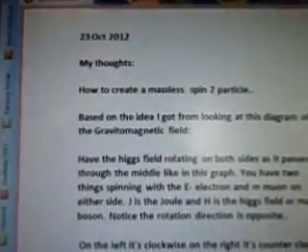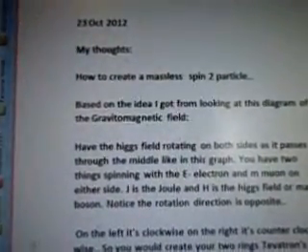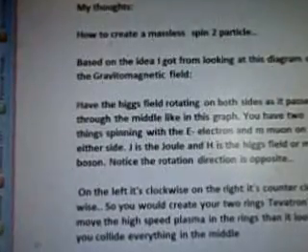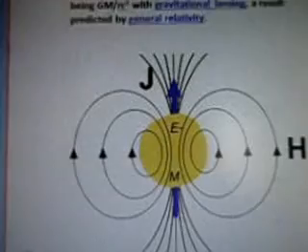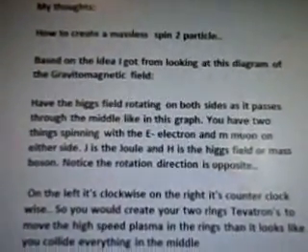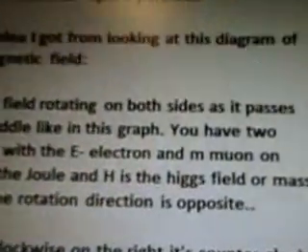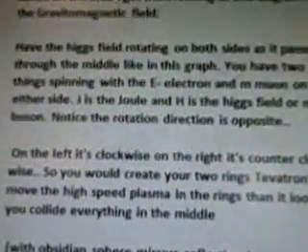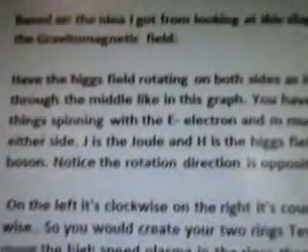October 23rd, my thoughts. How to create a massless spin-2 particle. Based on the idea I got from looking at this diagram of the gravitomagnetic field. See that? That's what we're looking at. Okay, have the Higgs field rotating on both sides as it passes through the middle, like in this graph. You have two things spinning with the electron and muon on either side. J is the Joule and H is the Higgs field, or mass boson. Notice the rotation direction is opposite. So you have one going counterclockwise and this one's going clockwise, okay?